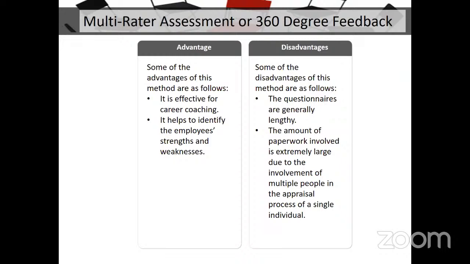As HR, we're supposed to be leads in terms of coaching. So it helps you in managing as a career coach. It helps to identify the employee's strengths and weaknesses, because all of us have our strengths and our weaknesses. And I tell people, your strengths make you better, your weaknesses help you see the opportunities for growth. Because if you're weak in one area, it means that's an opportunity.